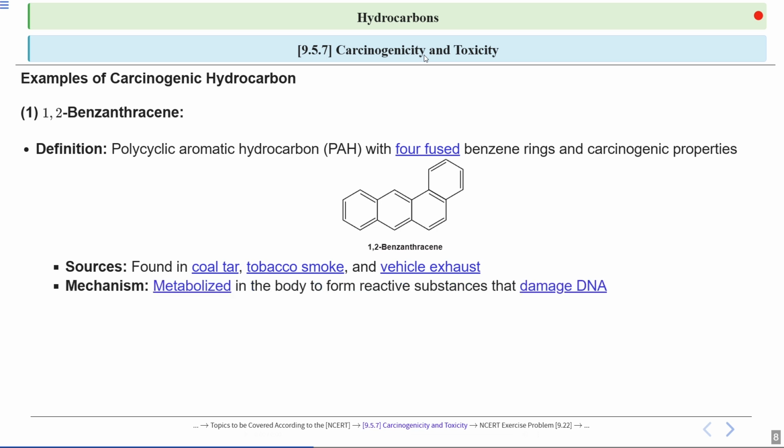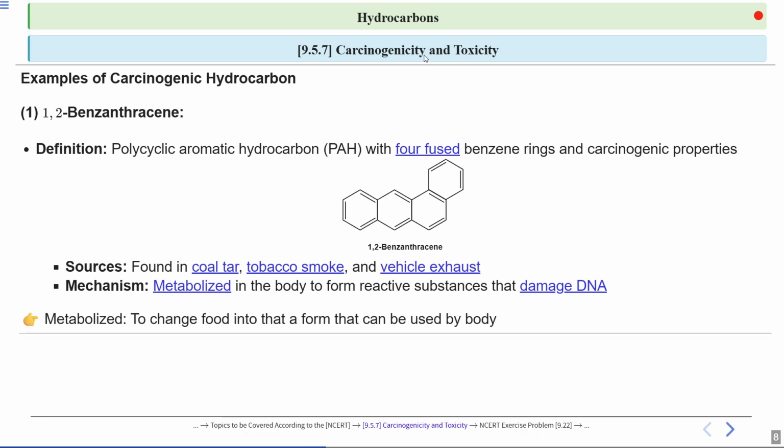Now, let us discuss how 1,2-benzanthracene affects the body. When it enters the body, it is metabolized, which means it is chemically changed into reactive substances. These new substances can interact with the DNA and cause damage, which is one way cancer can start. This process shows why exposure to such hydrocarbons is dangerous.